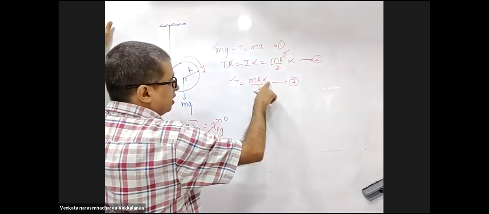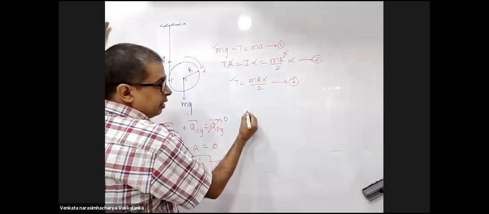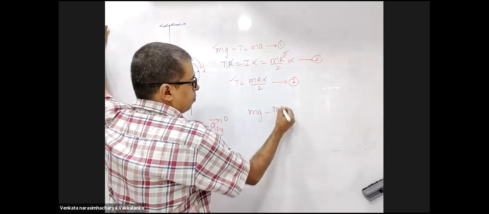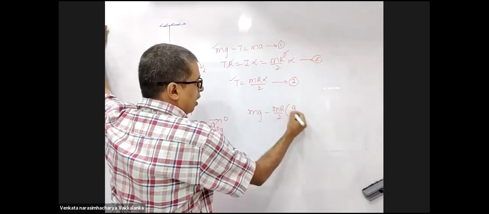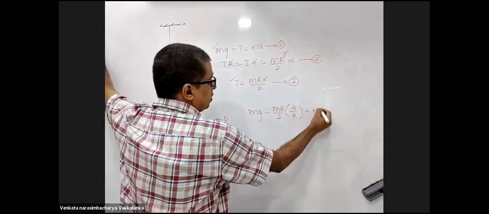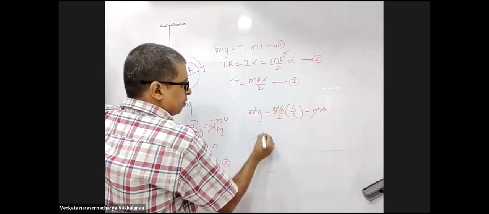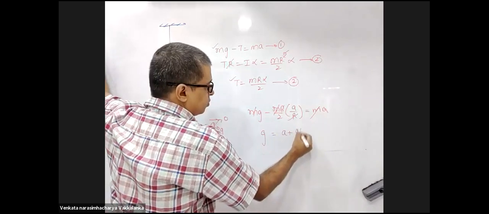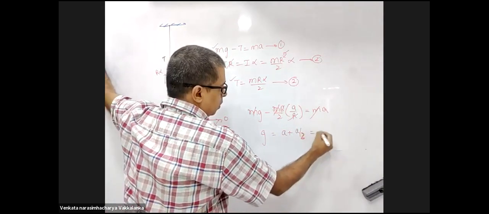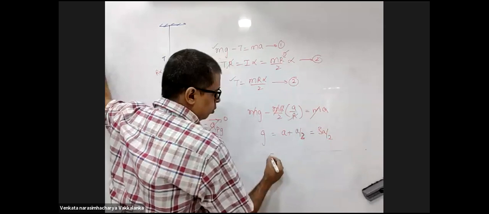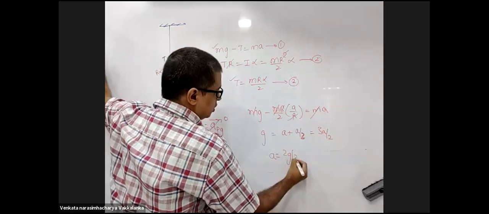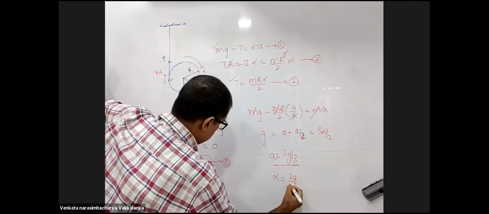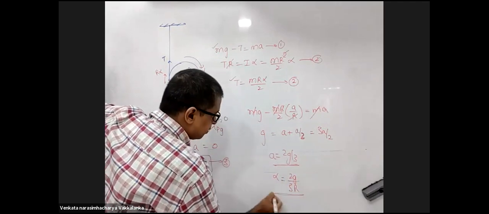Substitute this alpha is A by R and that T here. Mg minus MR by 2 into alpha, with alpha is A by R, is equal to MA. G is equal to A plus A by 2. 3A by 2. A is 2g by 3. Alpha is 2g by 3R.